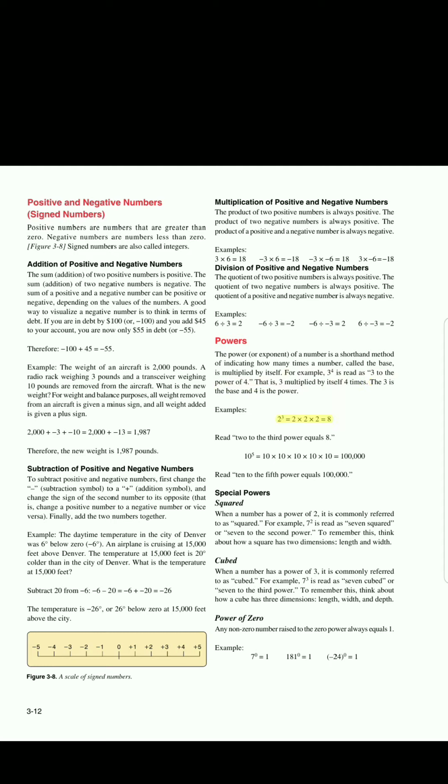Examples: 2 to the 3 equals 2 times 2 times 2 equals 8. Read 2 to the third power equals 8. 10 to the 5 equals 10 times 10 times 10 times 10 times 10 equals 100,000. Read 10 to the fifth power equals 100,000.